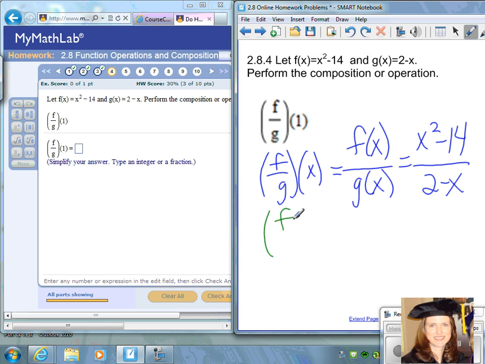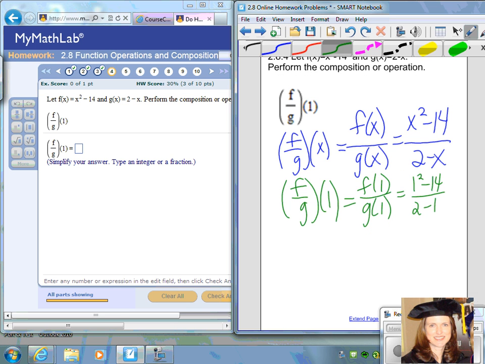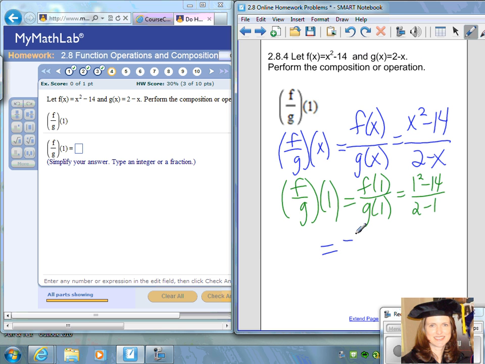We can find f over g of 1. That's the same thing as f of 1 divided by g of 1. If you plug 1 into the numerator for x, it's 1 squared minus 14, and the denominator is 2 minus 1. Simplify the whole numerator. 1 squared is 1. 1 minus 14 is negative 13 in the numerator, and 2 minus 1 is 1. We can simplify this to be negative 13.